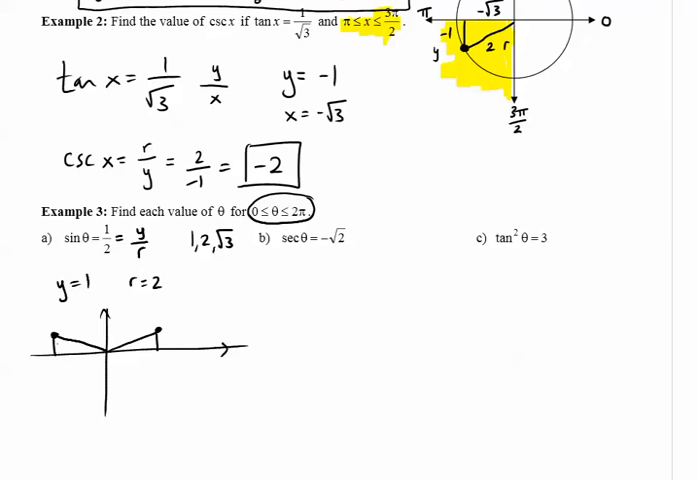I can draw that in two places. 1, 2, root 3, 1, 2, root 3. So now I just need to find the angles. Each 30-degree angle is pi over 6, so I have 1 pi over 6, and 5 pi over 6.